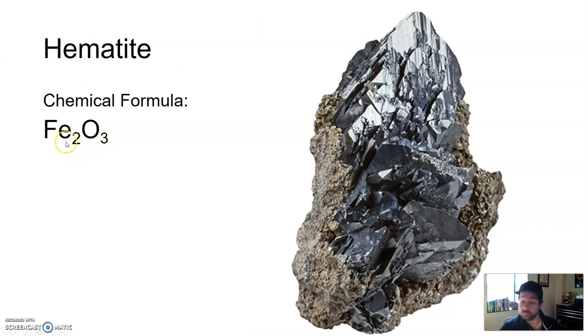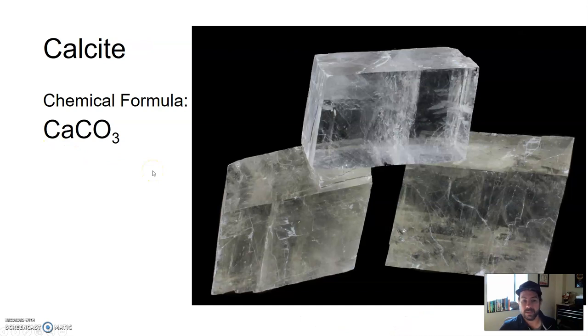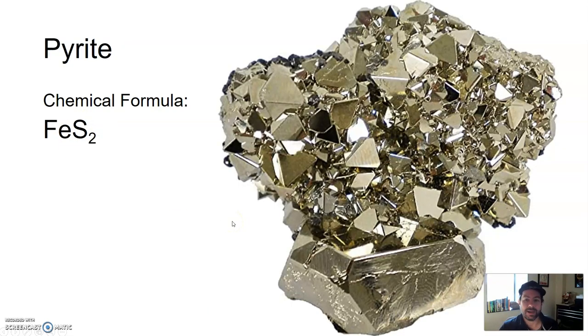Hematite, oxygen, some iron, Fe is iron. Calcite, calcium, oxygen, and this C by itself is carbon. It's the first time carbon kind of shows up. Pyrite, sometimes known as fool's gold, so we have iron, but then sulfur, kind of one of those rare ones we don't see too often.